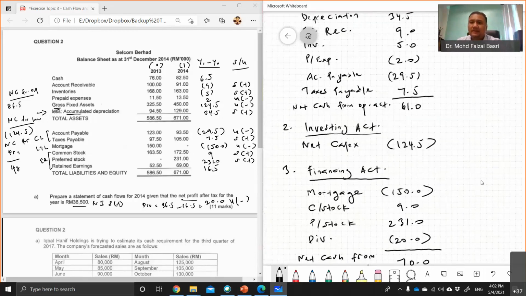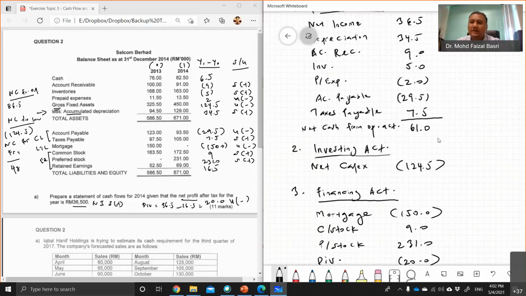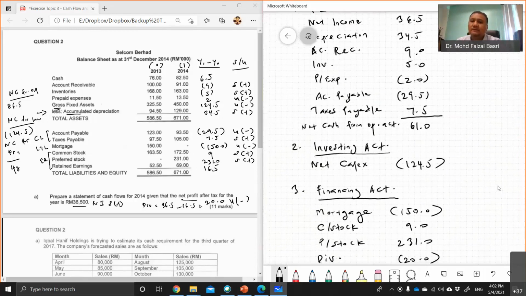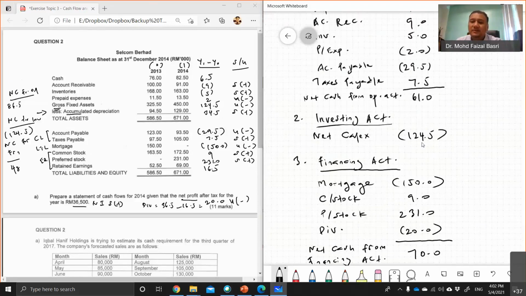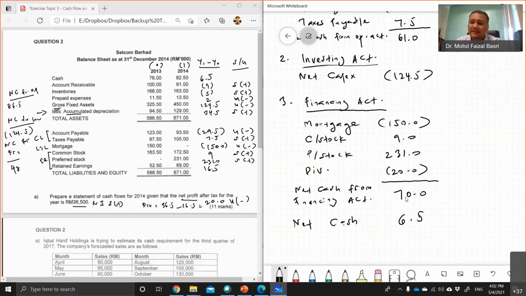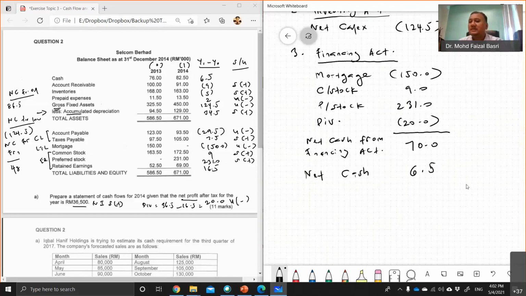Okay, so we have here the three categories: operating 61, net capex 124.5, and financing 70. So your net cash would be supposed to be 6.5. Like I said, for the summary, net cash, cash beginning, cash ending, you can get it from here actually. But you need to double check. 61 minus 124.5 plus 70. Is it 6.5 or not? That would be your net cash adjustment.